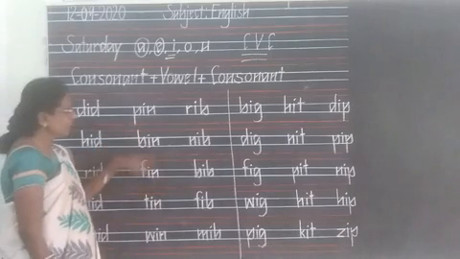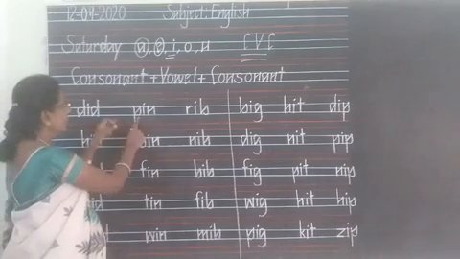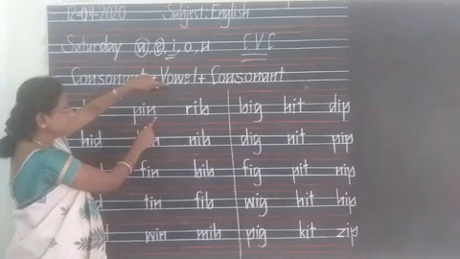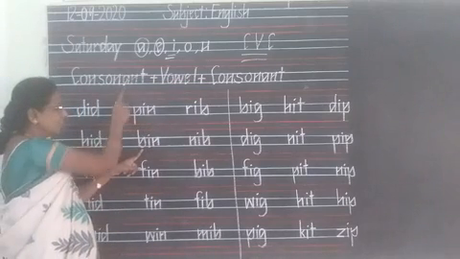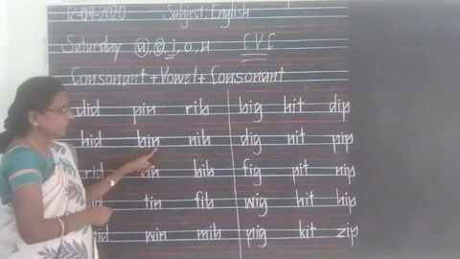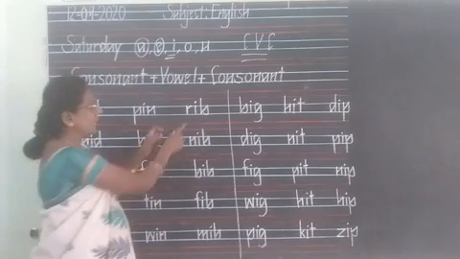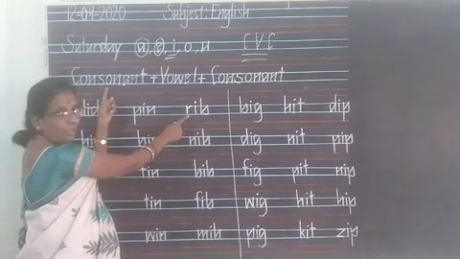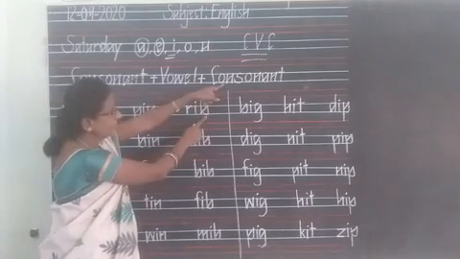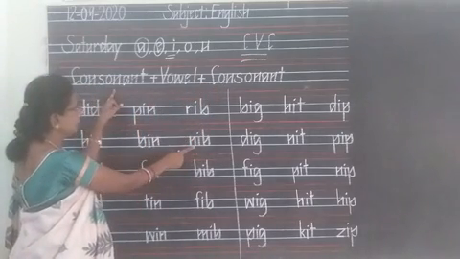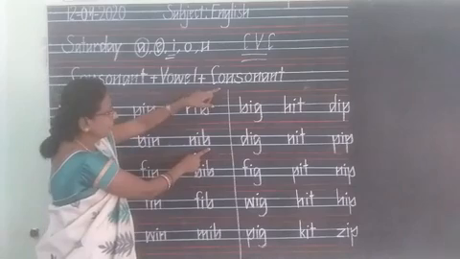Here, this line is the IN group of words. P consonant, I vowel, N consonant. CVC pattern. Here also B consonant, I vowel, N consonant. Here is the IB group of words. R consonant, I vowel plus B consonant. Next, N consonant plus I vowel plus B consonant.